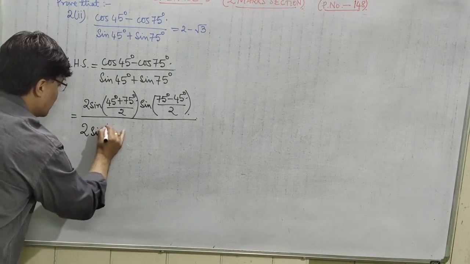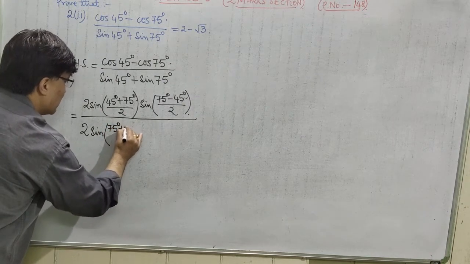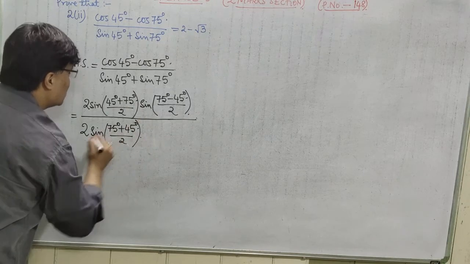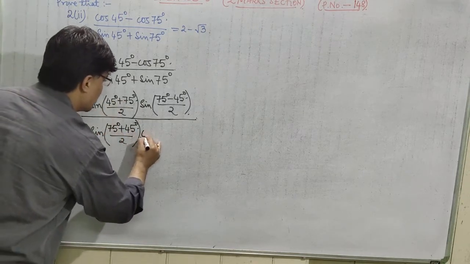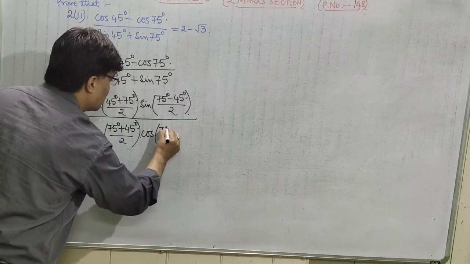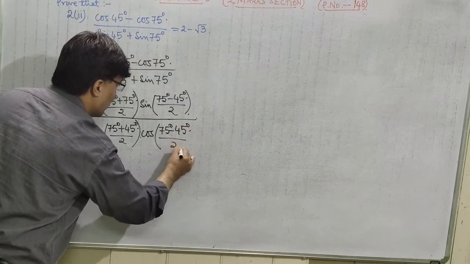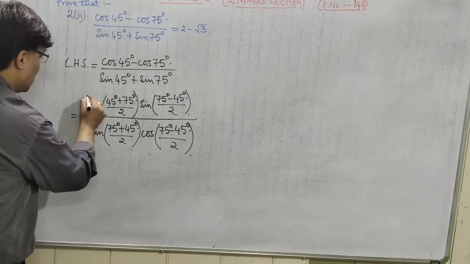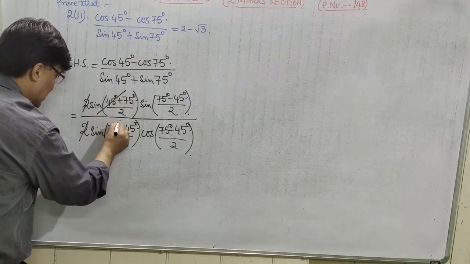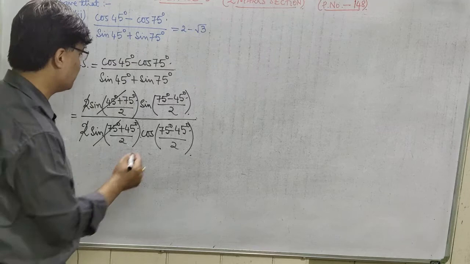Let us use the formula here. 2 sine of (C plus D) by 2, that is C here is 75 degree plus 45 degree divided by 2, into cos (C minus D) by 2. What is C minus D? 75 degree minus 45 degree divided by 2. Okay, so here you can cancel these two, and you can cancel these similar terms from both the numerator as well as the denominator.